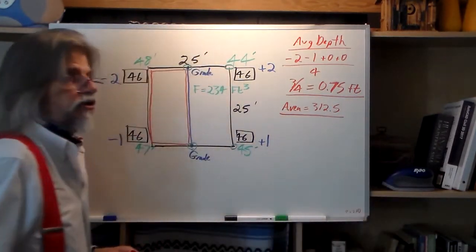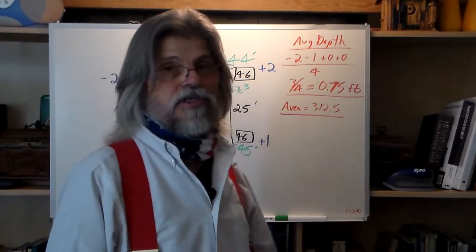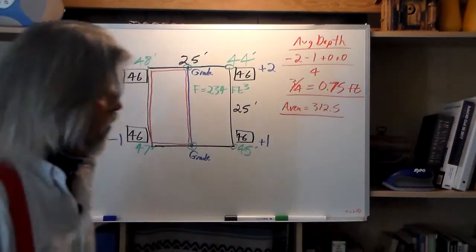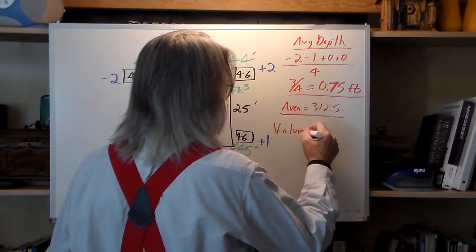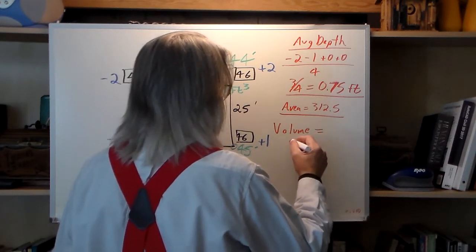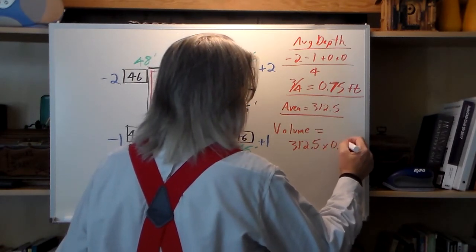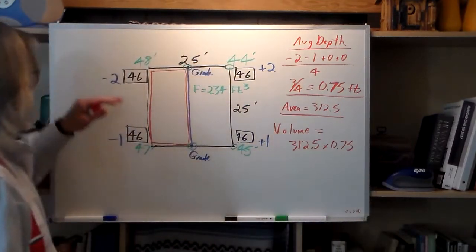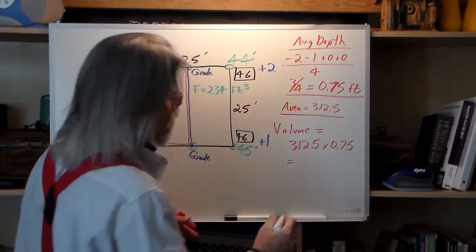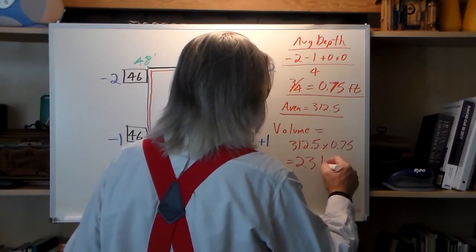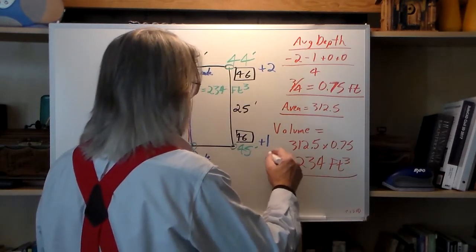And the reason we know it's 312.5 is that's half of the original, which would have been 625 feet, because it's 25 times 25. So our volume is going to equal 312.5 times 0.75, which is the same calculation we had before, which is going to give you 234 cubic feet, and that is our cut.